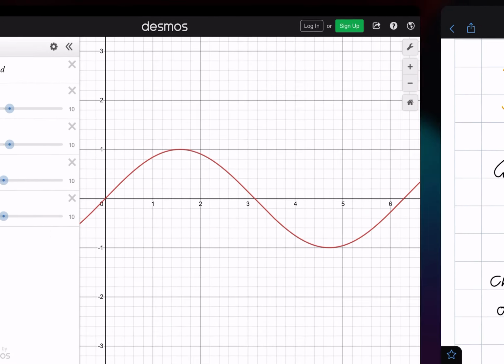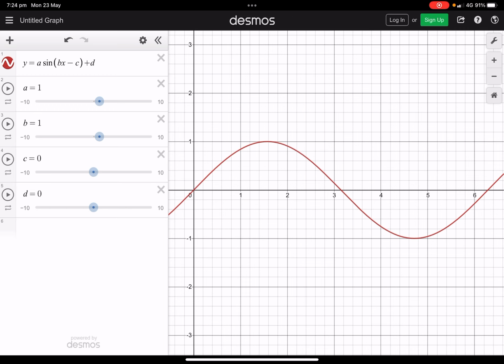I've actually gone ahead and done it. It would be good if you played along at home, but it's really good to see this effect. I've got my general sine function and my 4 sliders in. I've set a equals 1, b equals 1, c equals 0, and d equals 0. That is our most basic sine function. It equals y equals sine x. Now, let's individually look at the sliders.